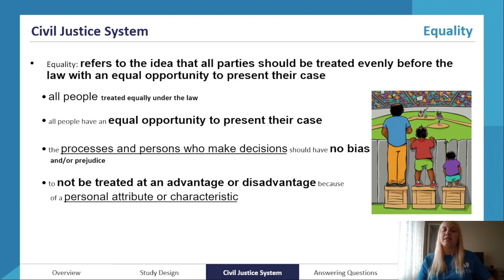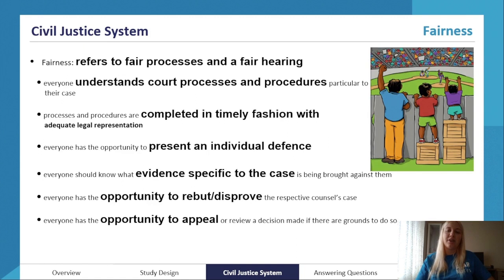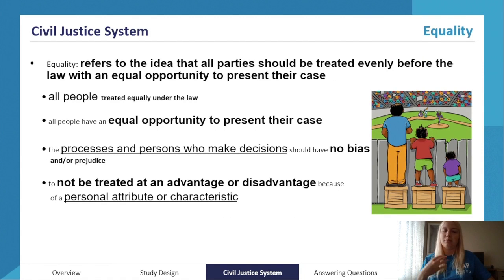Okay, so we can see that's different. No bias in fairness, equality, completely equal treatment. Okay, so the key idea is all people are treated equally under the law. They all have an equal opportunity to present their case. And people, this is an important point, people should not be treated at an advantage or disadvantage because of a personal attribute or characteristic.